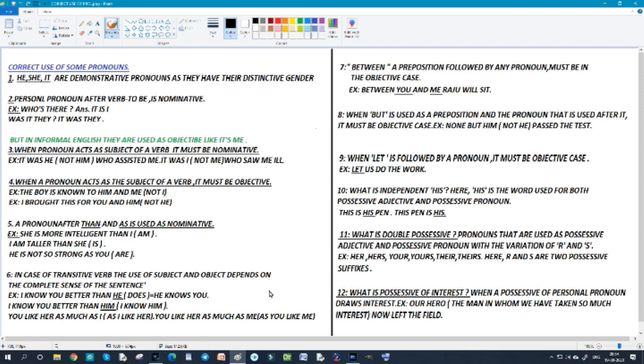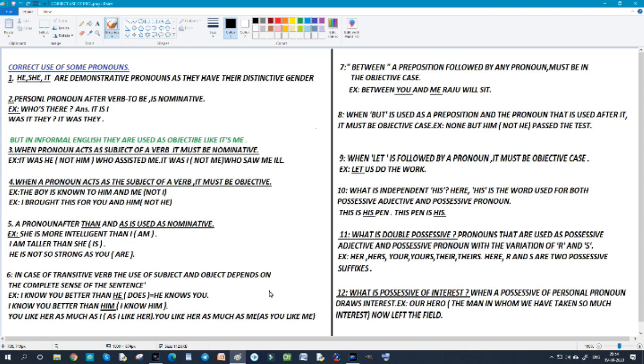Rule number 6. In the case of a transitive verb, the use of subject and object depends on the complete sense of the sentence. Example: I know you better than he, that means better than he does, he knows you. I know you better than him, I know him. Next, you like her as much as I, as I like her. That is the meaning given in the bracket. You like her as much as me, that means as you like me.